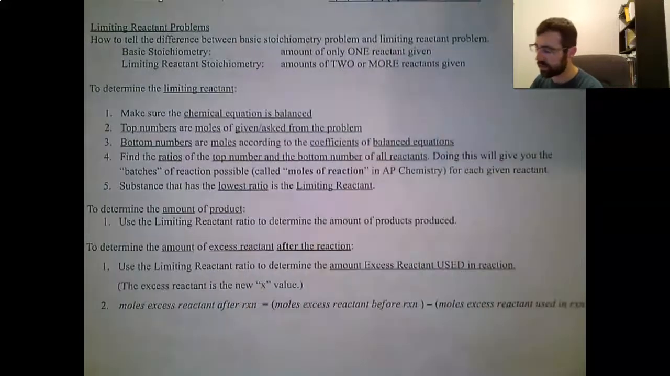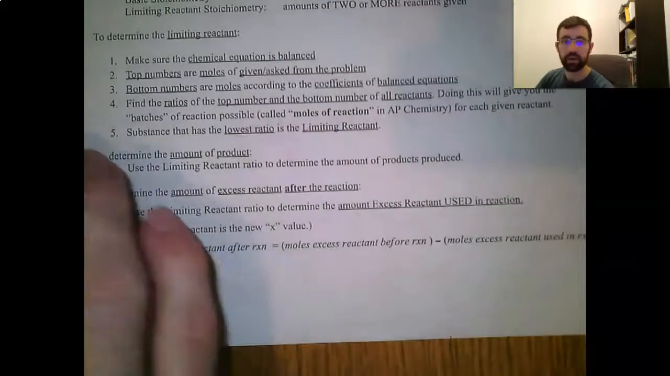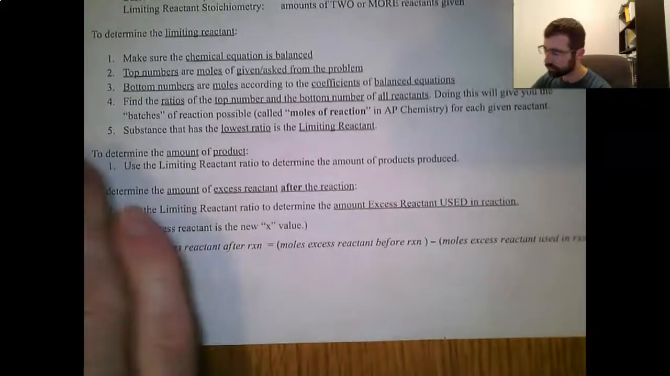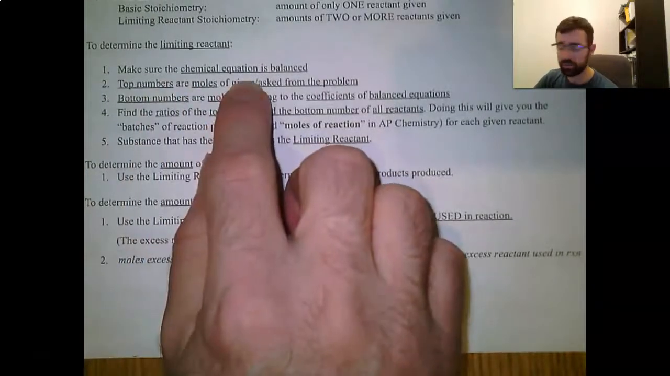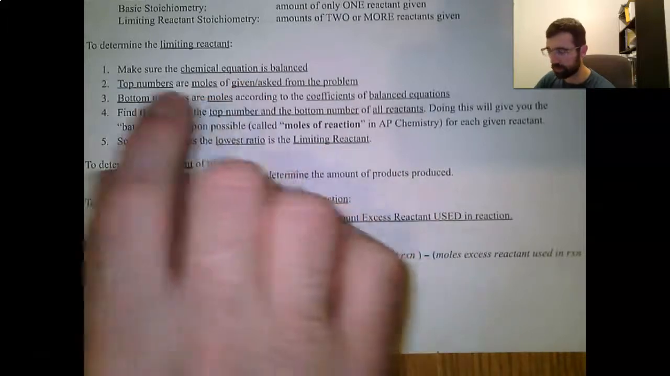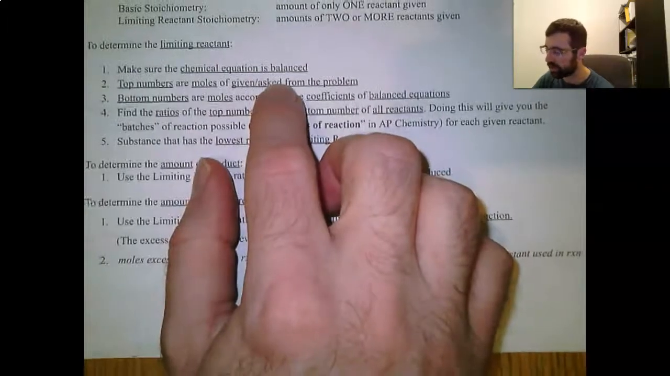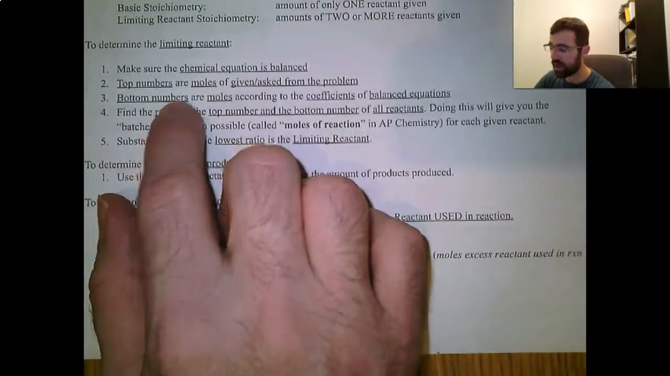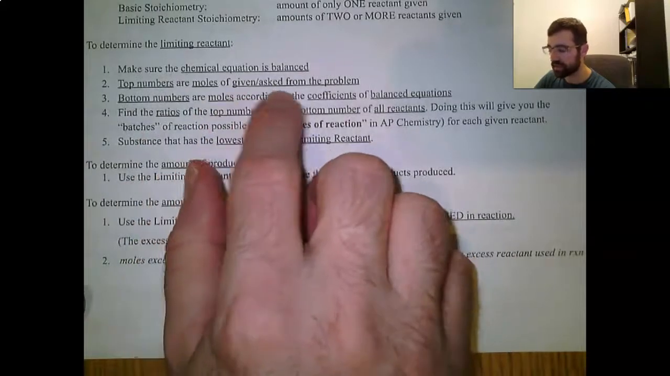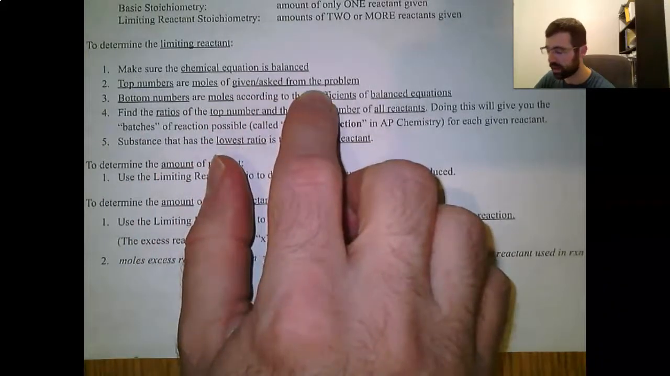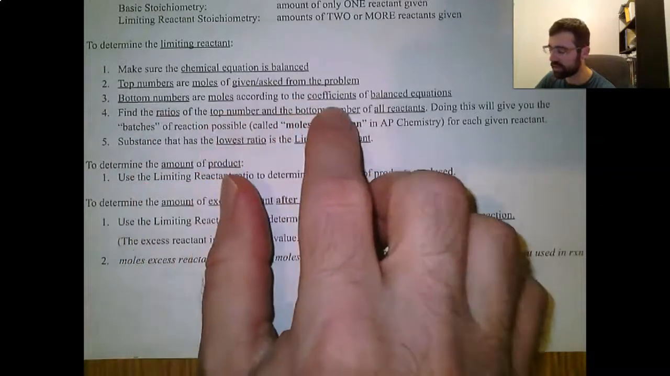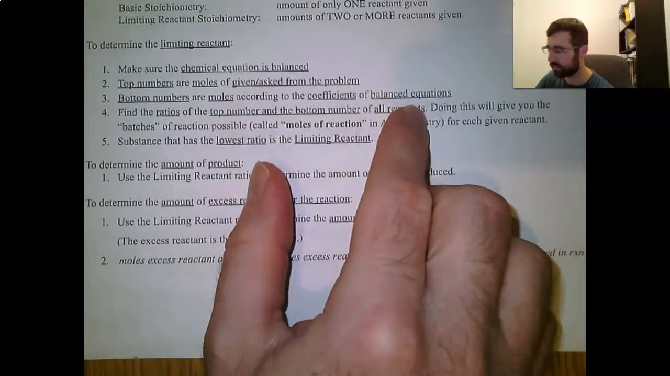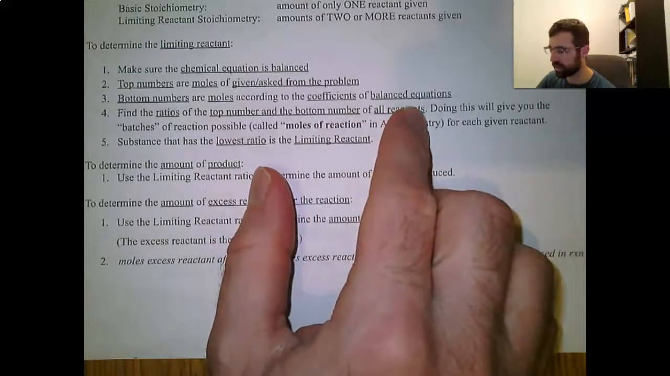Okay, so let's start out by talking about how to solve these. First of all, you need to make sure the chemical equation's balanced like we did before. Things that you need to remember here: it's got to be balanced. The top numbers are the moles of the given and asked parts of the problem. We already talked about that. The bottom numbers are moles according to the coefficients of the balanced equation. Again, just like in the previous video.